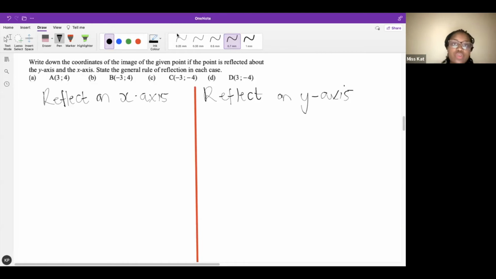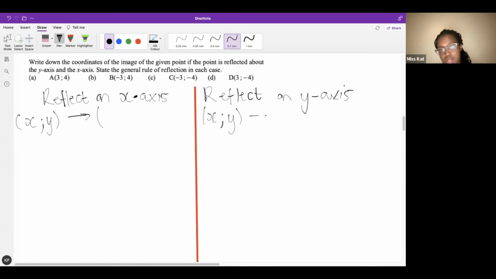And then it says, write the general rule. Now, I want us to start with the general rule. So if I'm reflecting on the y-axis, which coordinate changes? If my point was x, y, we're reflecting on the x-axis, which point changes? Yes, Fatima? It becomes negative on the x-axis.